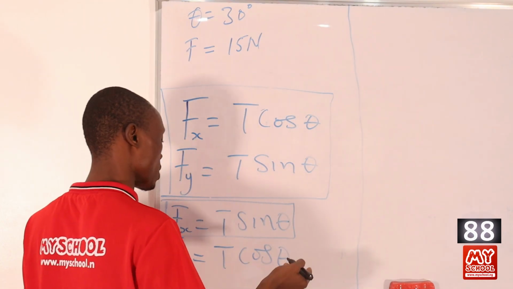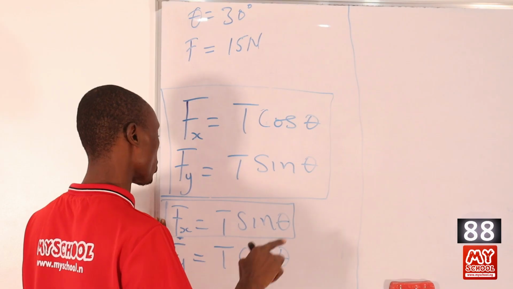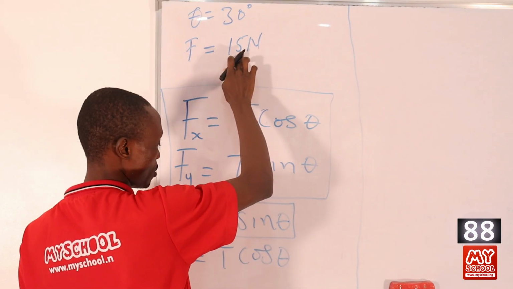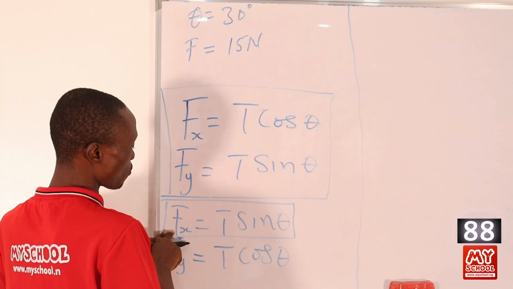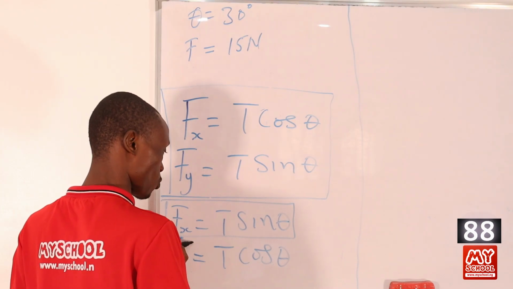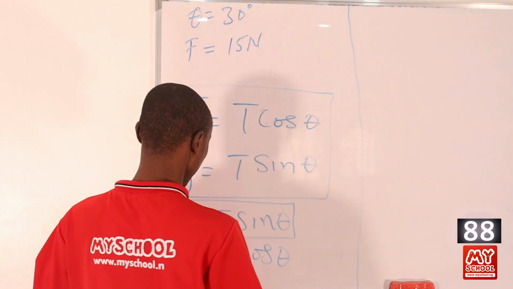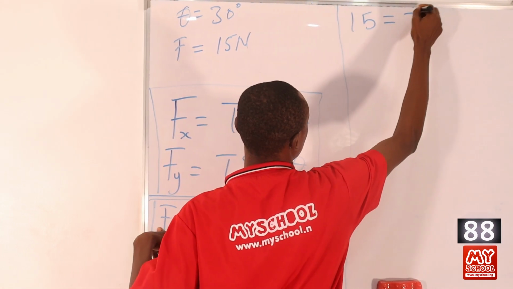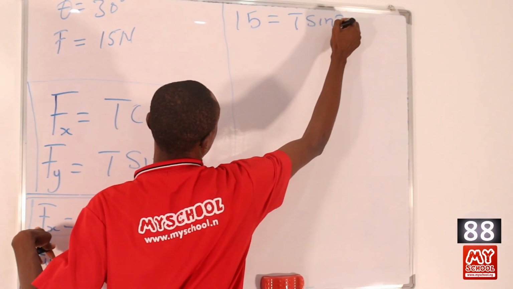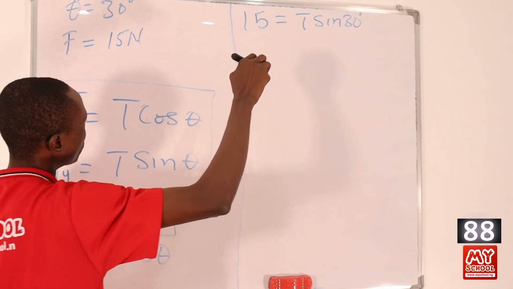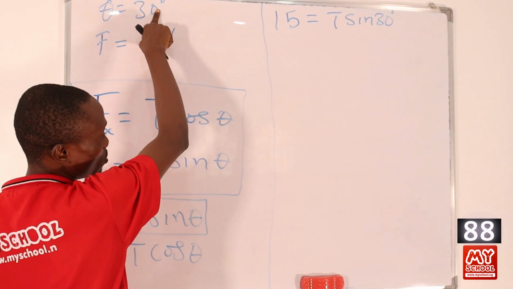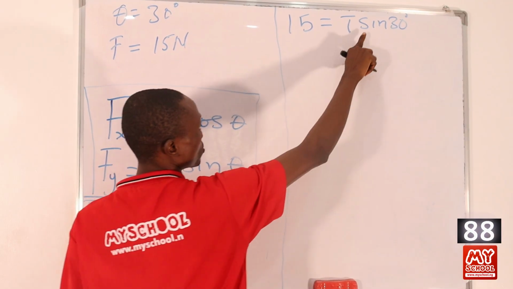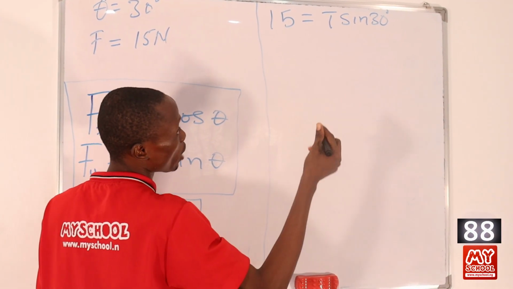But remember in this question we are told that the effective force, which is the force that actually brought about the movement of the body along the horizontal surface, is equal to 15 Newton. So we already have the horizontal component of the force, and we just substitute it here. So we have 15 is equal to T sine 30. Remember the angle is inclined at 30 degrees to the vertical. Sine 30 is one of those special angles, so sine 30 is the same thing as 1/2.